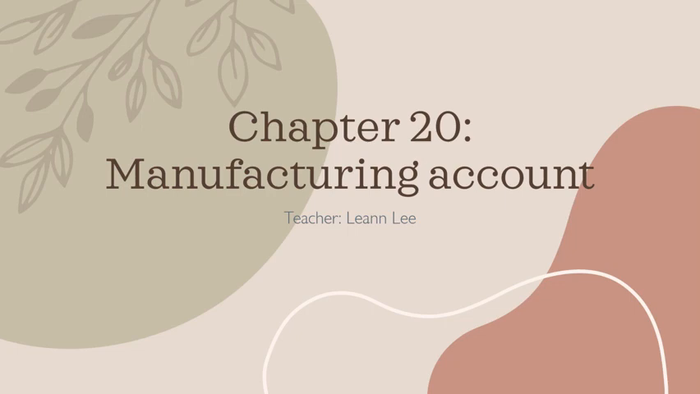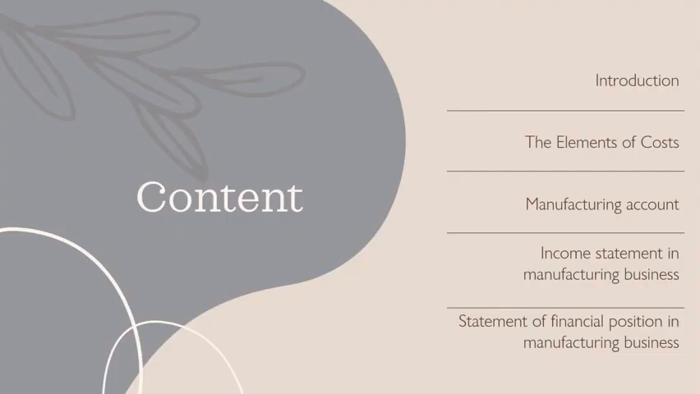Hi everyone, today we're going to discuss chapter 20, manufacturing account. It consists of the manufacturing account, the income statement in a manufacturing business, and also the statement of financial position in a manufacturing business. In this topic, we are going to discuss the introduction, what the manufacturing account is, and the elements of cost, how to prepare and record the manufacturing account, and later transfer the cost of production from the manufacturing account into the income statement.